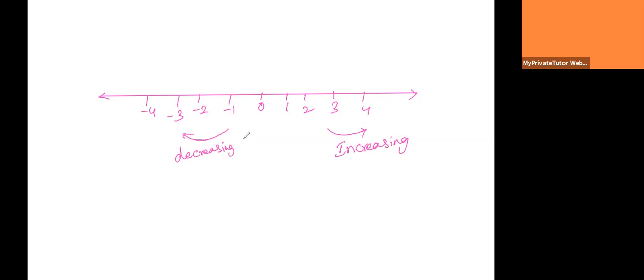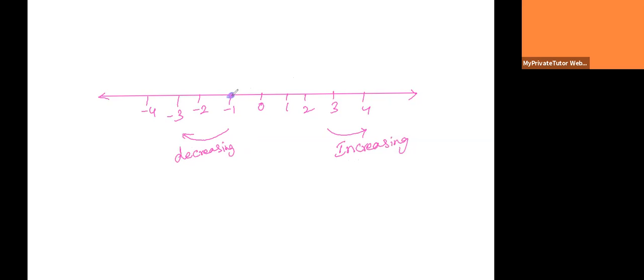Decreasing means the value is getting lower and lower. Increasing means the value is getting higher and higher. That's why we put it that way: the left side of 0 and the right side of 0. This is increasing, and here the numbers are decreasing. Okay, this is a basic example I can give.